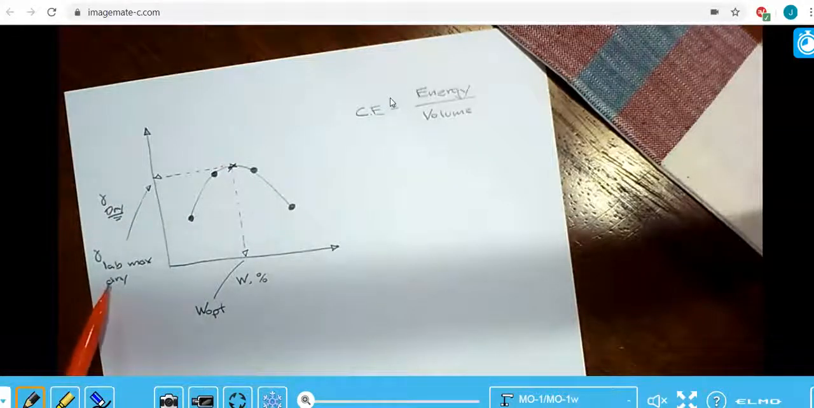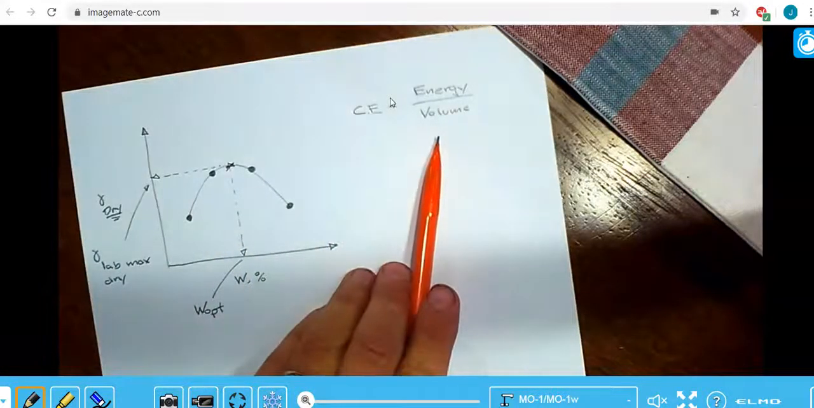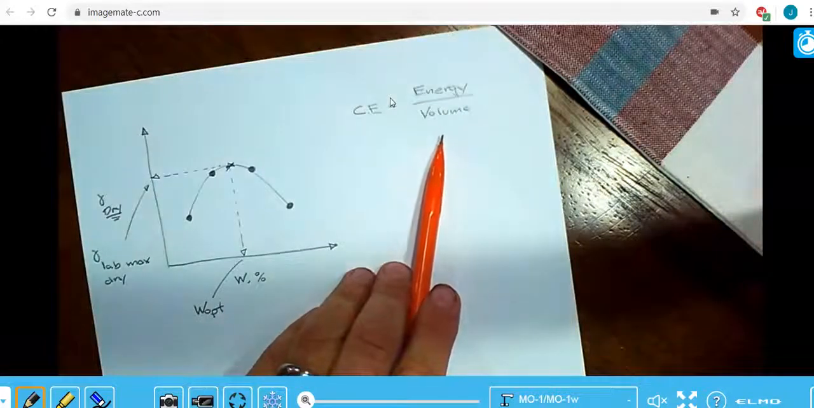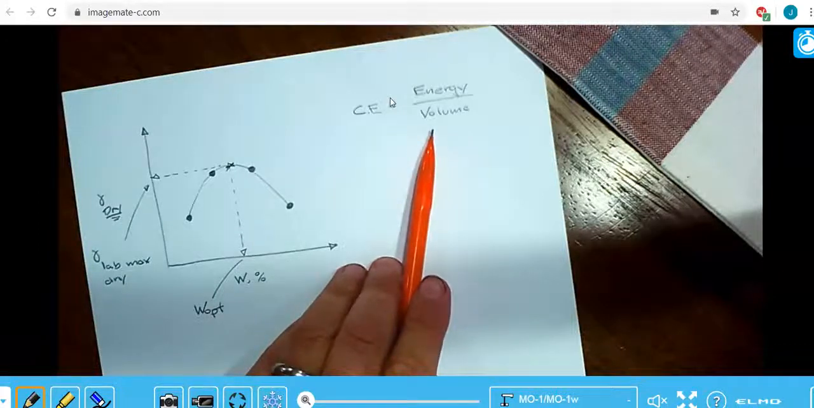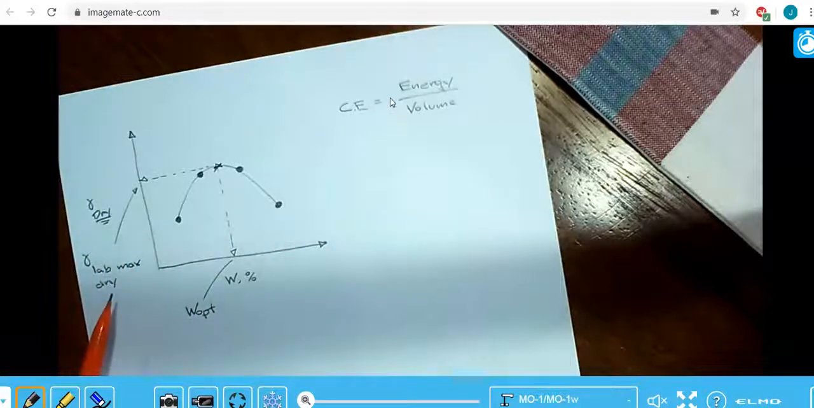Of course, it's the lab max, which means it's just associated with the level of the compactive effort that we put in. It doesn't mean it's the maximum we could possibly compact the material to. It's just, with the level of effort specified by the test, what is the maximum dry unit weight we're going to achieve? Okay, that's what it is.